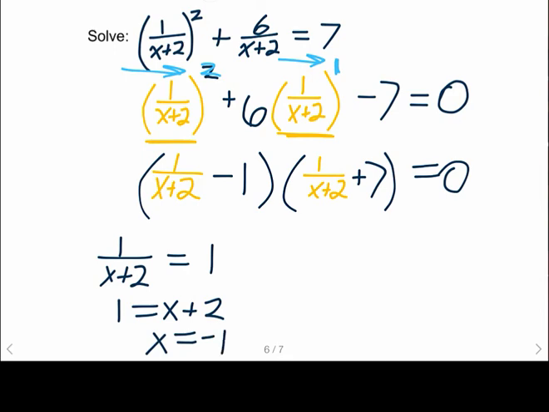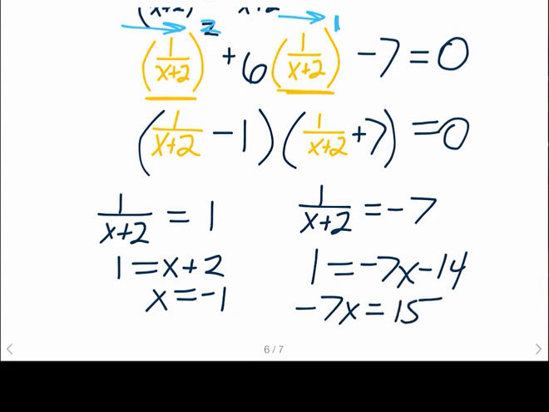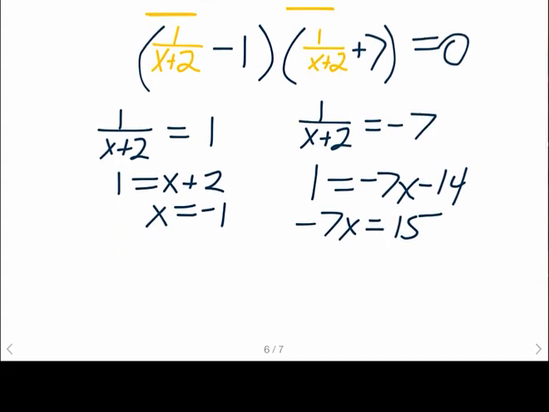For the second factor, I will end up with 1 over x plus 2 is equal to negative 7. So 1 is equal to negative 7x minus 14. So negative 7x is equal to 15. And ultimately my answers are x equals negative 1 or negative 15 over 7.